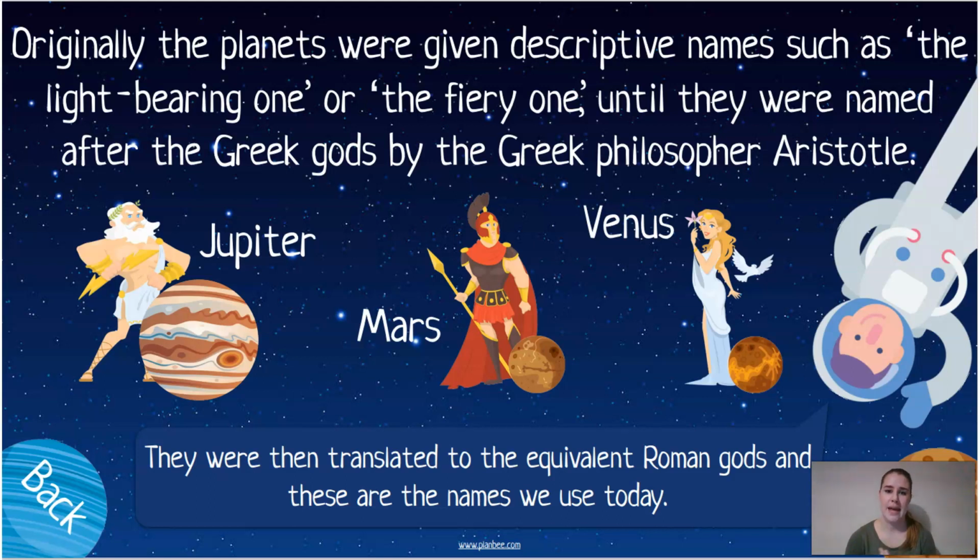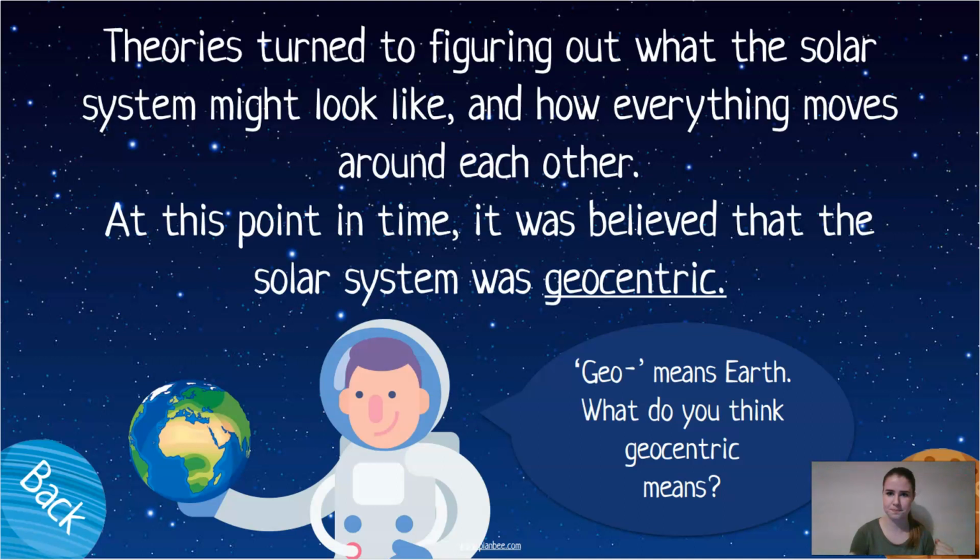That was before they were then named after Greek gods. So the Greek philosopher Aristotle, which you'll look at in science potentially next year, then names them after Greek gods. We've got Jupiter, Mars, and Venus. Now they were translated to the equivalent Roman gods, and obviously those are the names that we know today. So we've kept those names, but we've translated them to an English language, but we've still linked them to the names of the gods. So that's where all the names of our planets came from.